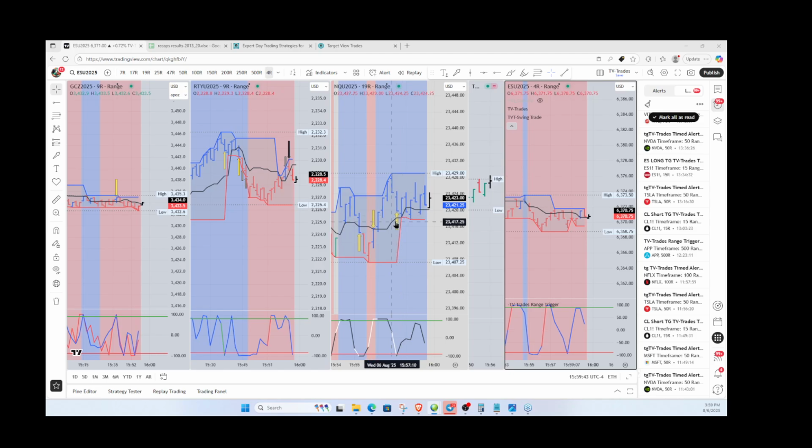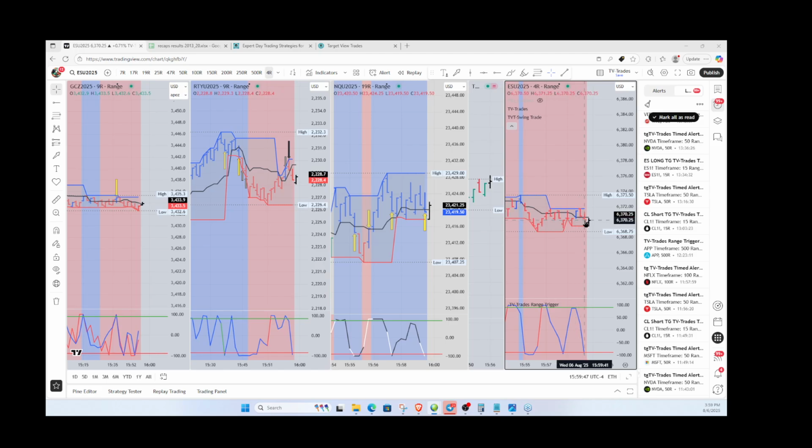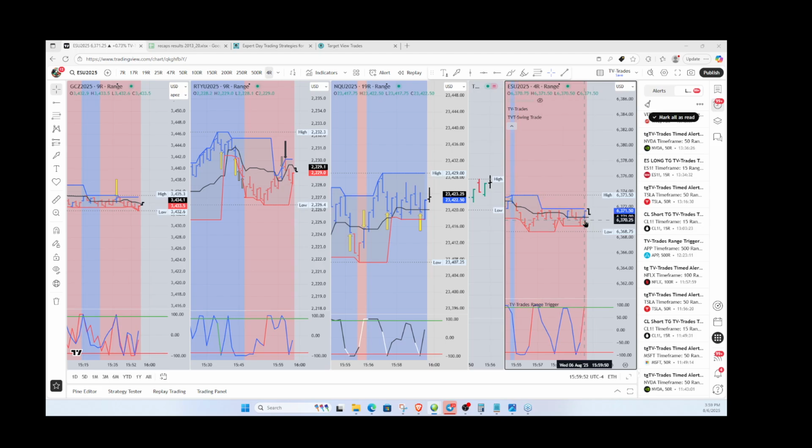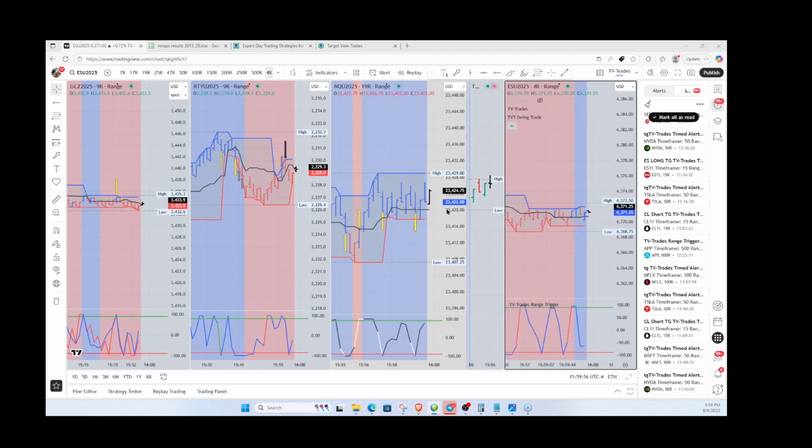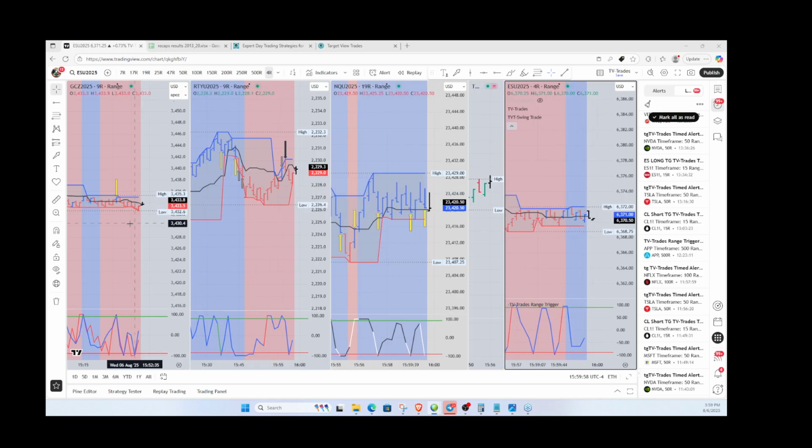I didn't do the NQ one, but the NQ one did give you a chance to take profit right in there. 10 ticks or so. The ES, I got one little tick profit on the ES. That's it. -7. And we're just about to run out of time.